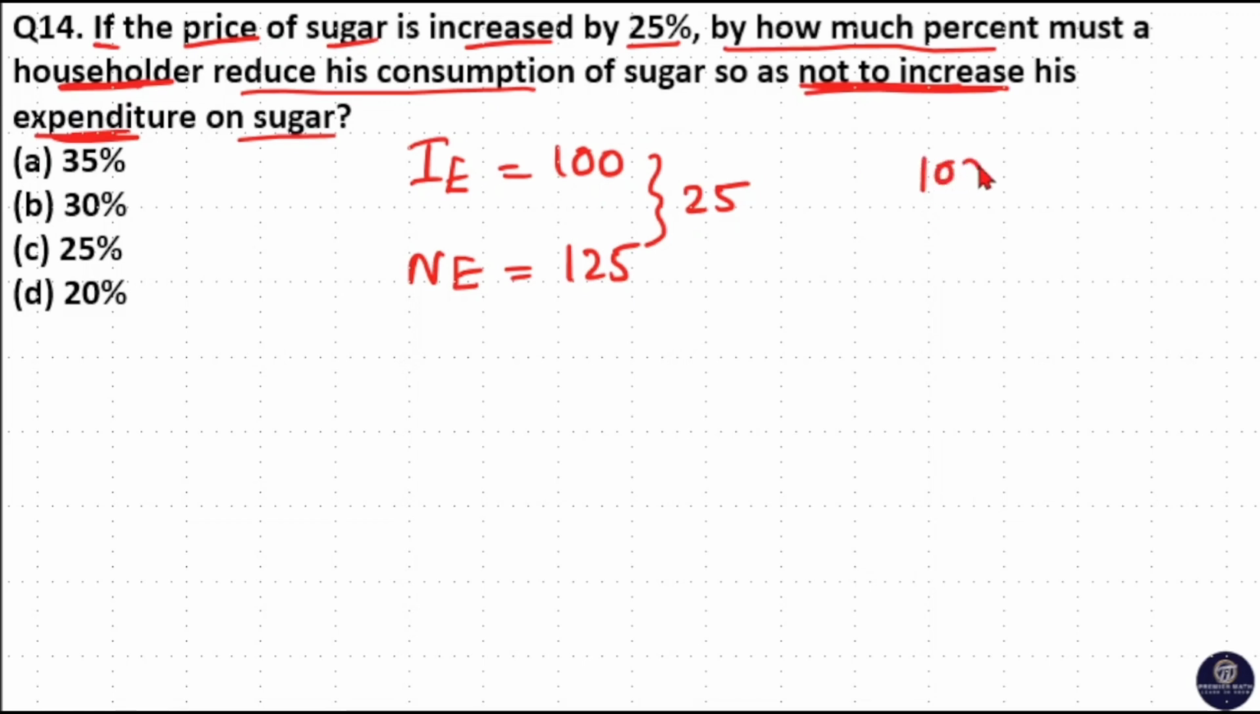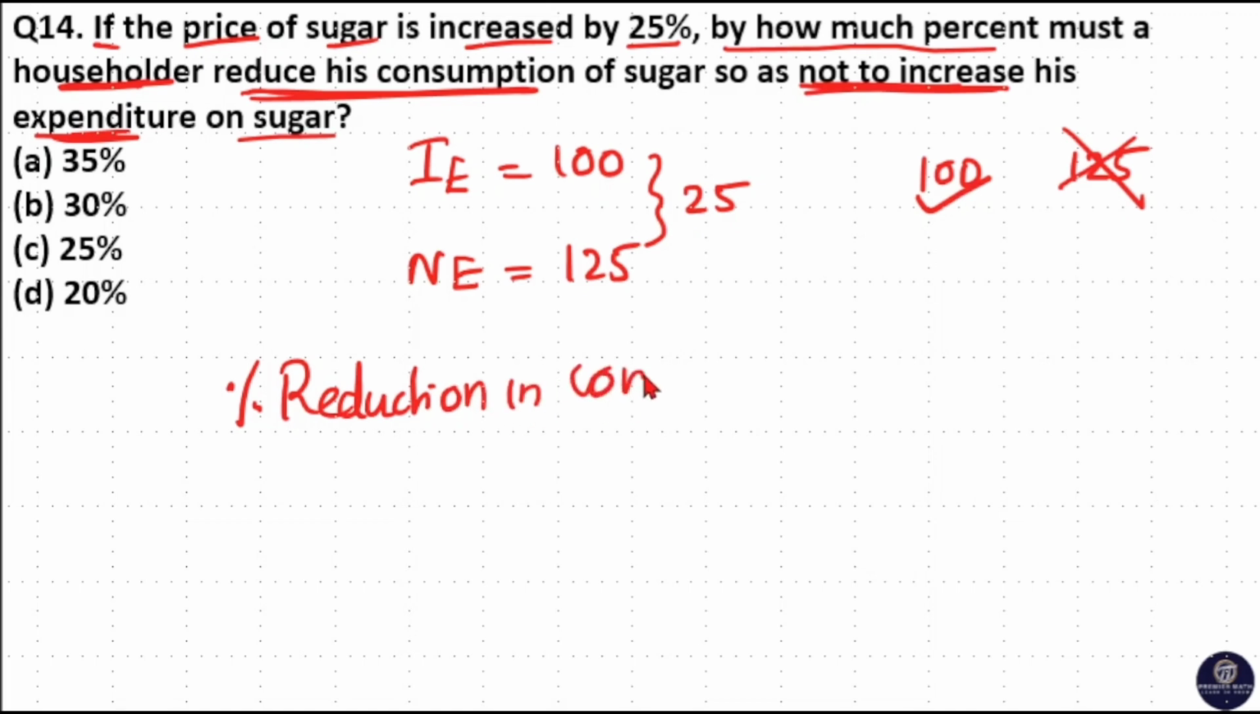He wants to keep it as 100 rupees. Initially, he spent 100 rupees for sugar. Now the current price is 125, but he doesn't want to spend 125 rupees. He only wants to spend 100 rupees. So, he needs to reduce his consumption in order to keep the expenditure as 100 rupees. Then, percentage reduction in consumption is, here 25 rupees has to be cut from this 125 rupees in order to keep the initial expenditure.